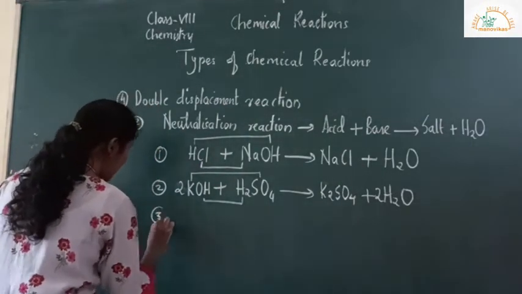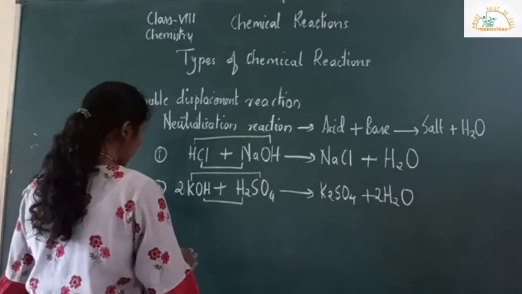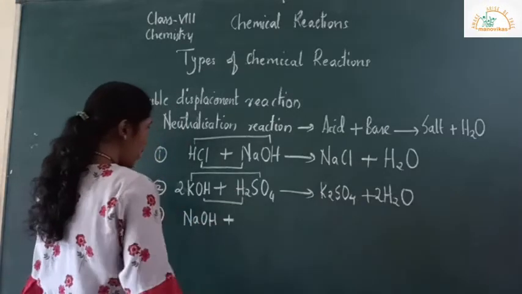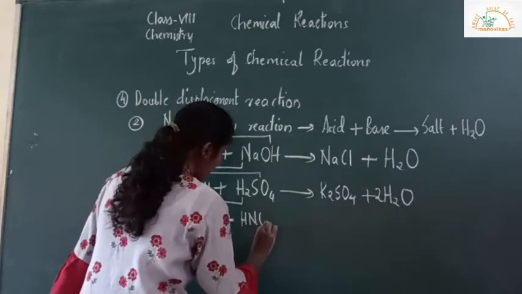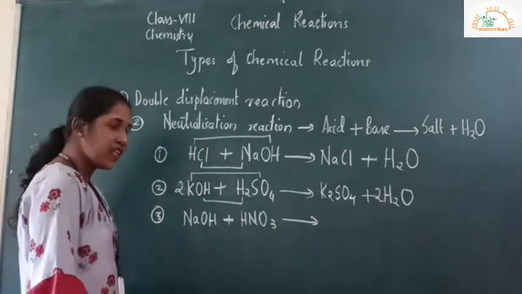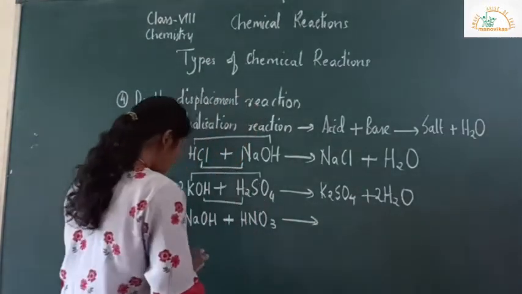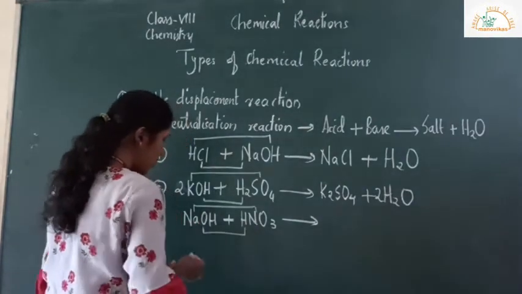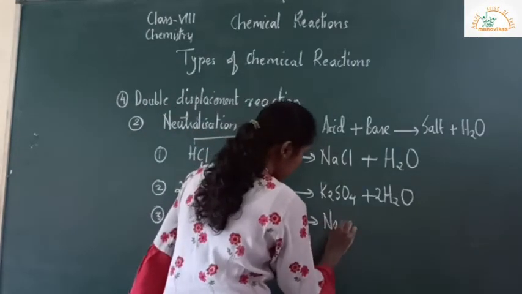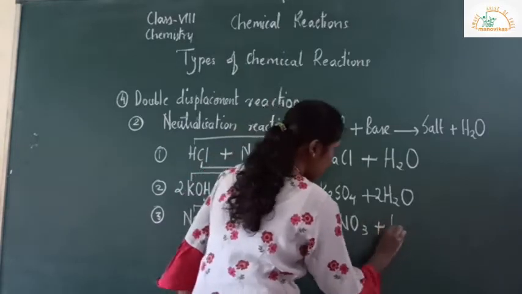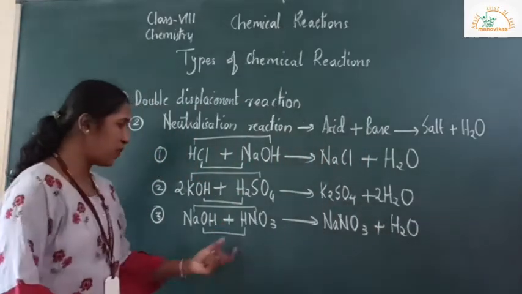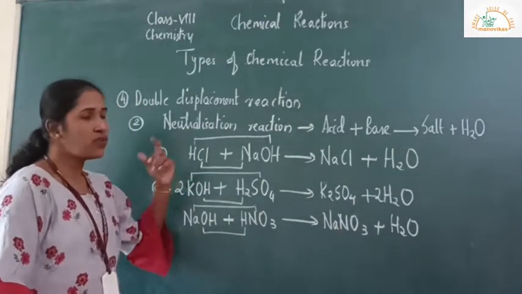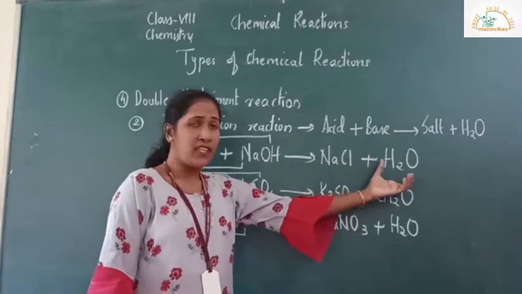Let's go for the third one. Suppose I take NaOH plus I use HNO3. So what will I get? I will get again the salt and water. So that is NaNO3 and water. So check if the equation is balanced or not. It is already balanced. So this is the type of neutralization reaction wherein we get salt and water.